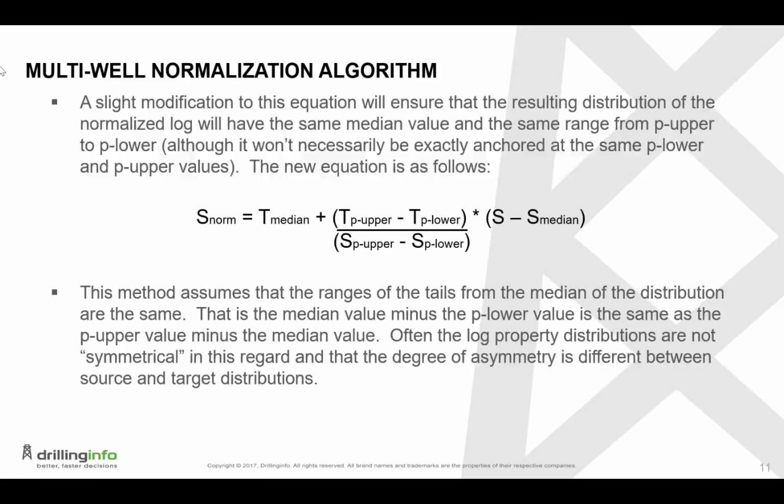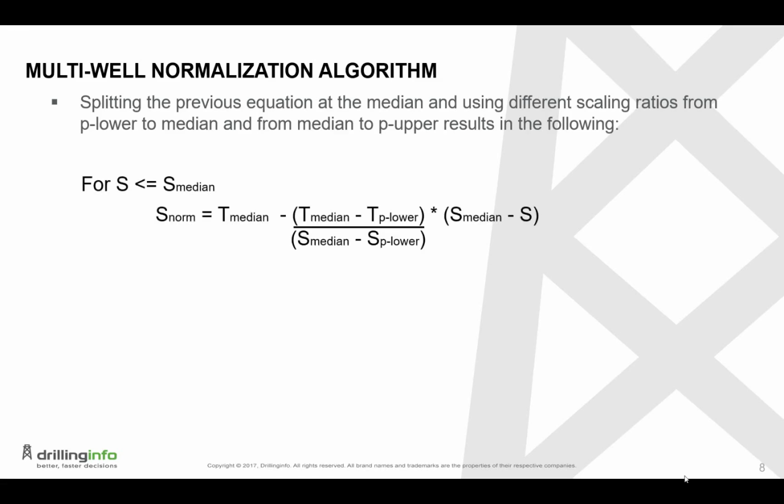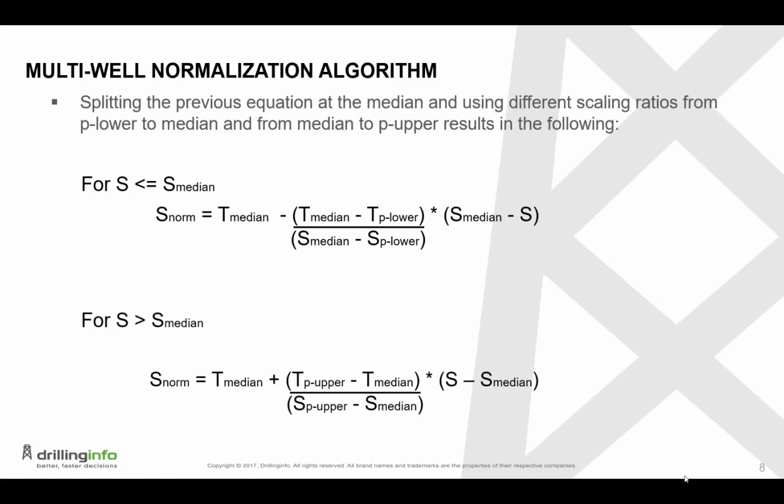In order to handle such asymmetry, a third option, and the default one, is provided. To achieve this, we split the previous equation at the median and use different scaling ratios from P lower to median and from median to P upper. Now we have the two equations as shown. In practice, we found this to be the best option, hence why it is the default. It still handles symmetry, for the scaling ratio of the lower tail will be nearly equal to the scaling ratio for the upper tail, but it handles asymmetric situations where they can be quite different.